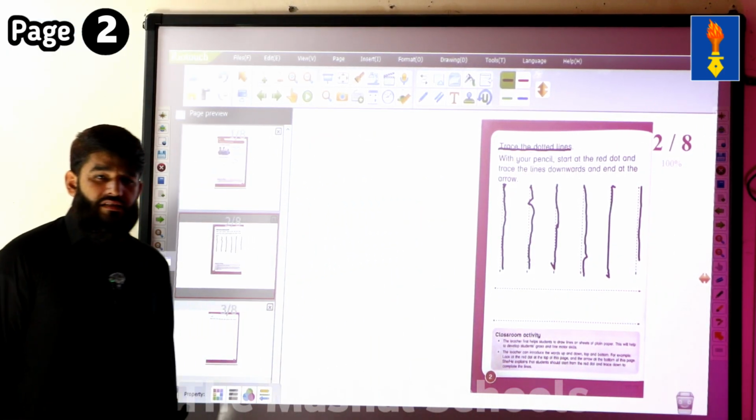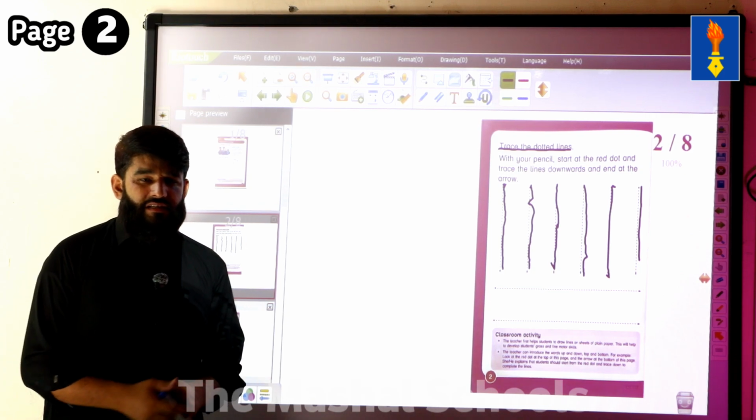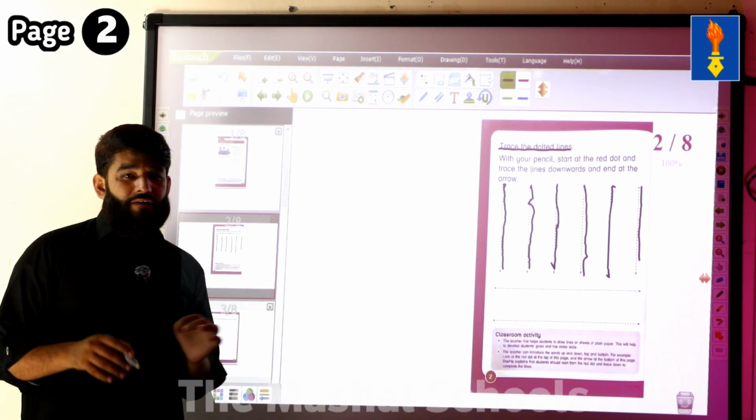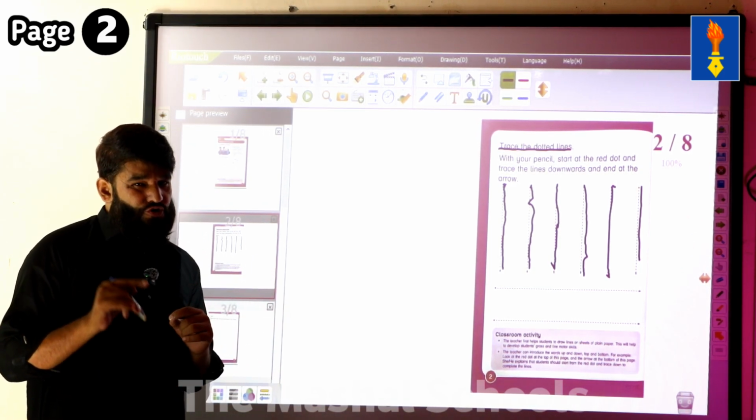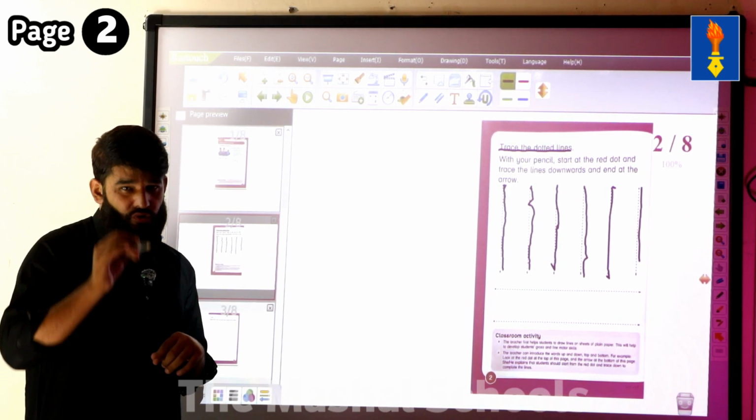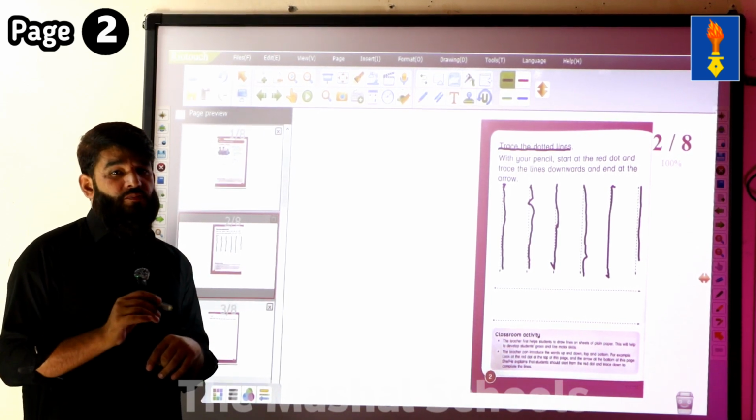This is the exercise on this page. It means that the first thing is that you have to trace the vertical line up to down. This is your first method.